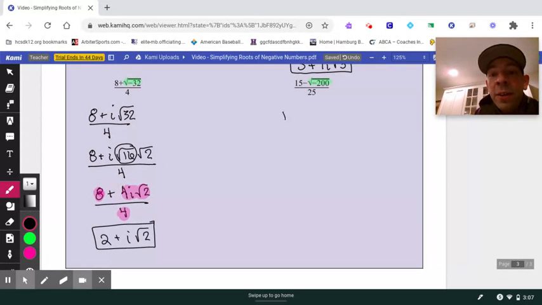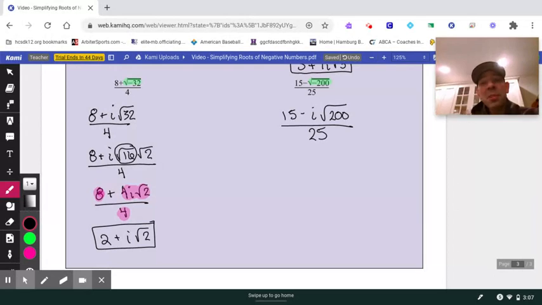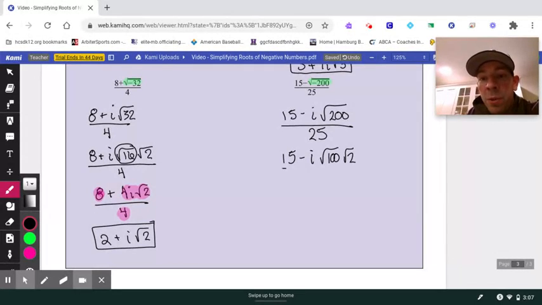Okay, moving on to our last one here. I'm just going to rewrite this as i radical 200. Again, the bad news is 200 is not a perfect square, but it is divisible by a perfect square. In this case, it's divisible by 100. So we'll go radical 100 and radical 2. So we could rewrite this as 15 minus 10i radical 2.